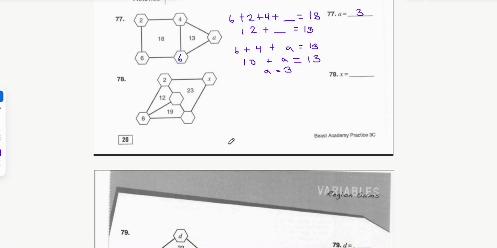For 78, first we have to use the region with the sum of 12 to write an equation. 6 plus 2 plus blank equals 12. So we simplify the expression on the left by adding 6 plus 2. This gives us 8 plus blank equals 12. So 12 minus 8 equals 4.